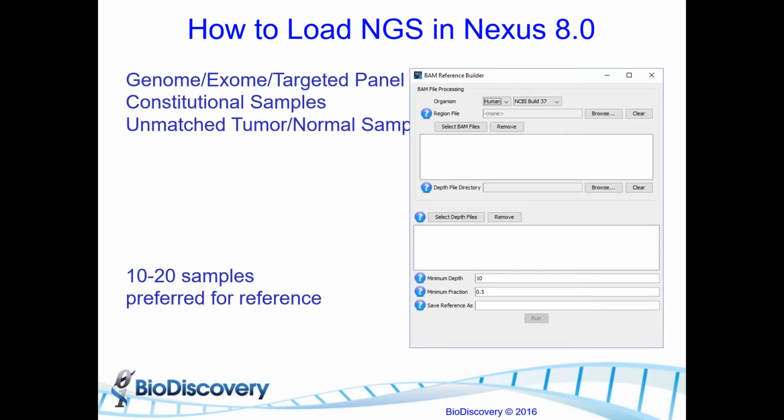If you only have one sample to use for your reference, you're not going to want to use the BAM reference builder because this is, again, creating a pool. So if you have one sample, you're going to want to use the next method, which is the match paired.